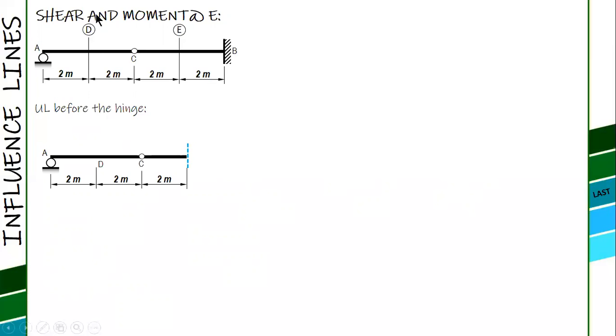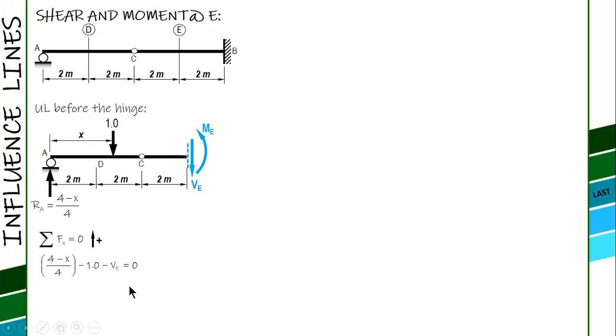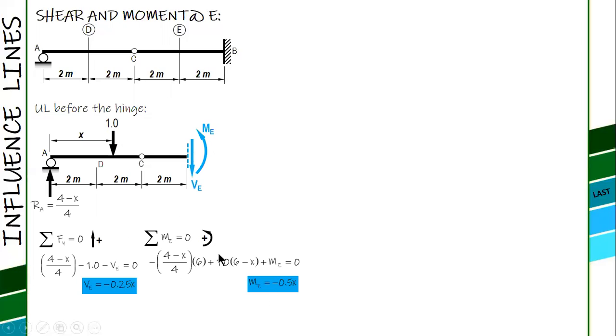Since this function is shear and moment at E, it is taken at E. Take the RA, since it is before the hinge, the condition is before the hinge. Okay, put the unit load, and then the shear and moment, use statics, summation of force in Y gives the shear, and then the moment. Just simplify and you get it.